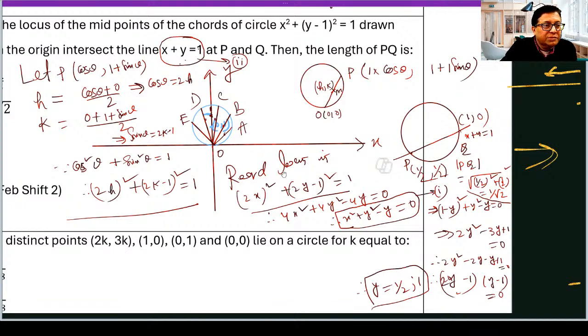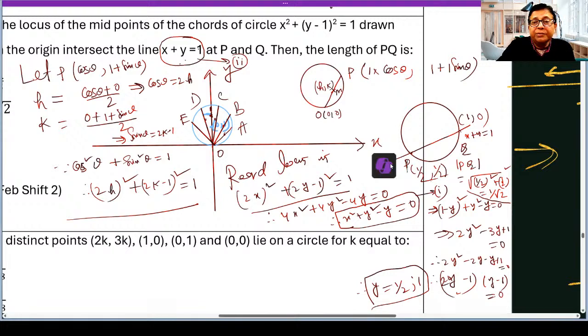So here h, k is coming 1, 0. No, that quadratic equation we got from there we have solved. No, we got a quadratic equation from there we have solved. Yeah, that x we have taken 1 minus y, we substitute there and solve.